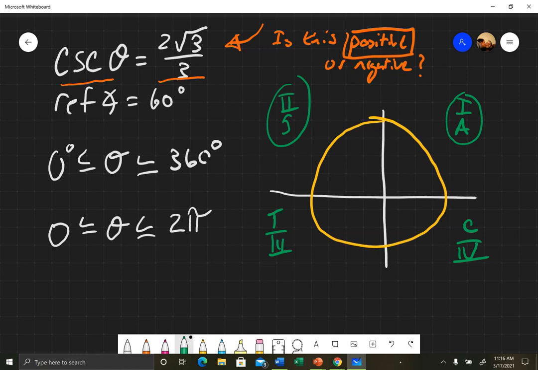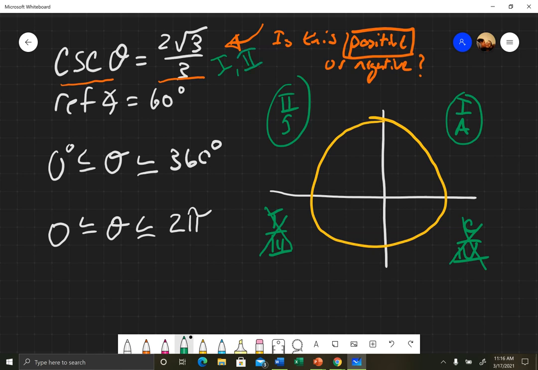In the third quadrant, the tangent is positive. Okay, sine's not positive in the third quadrant, so we know that the cosecant's not going to be positive down there. And in the fourth quadrant, cosine is positive. That means that the sine and the cosecant are not going to be positive there either. Okay, so we know that we're working in quadrants 1 and 2.